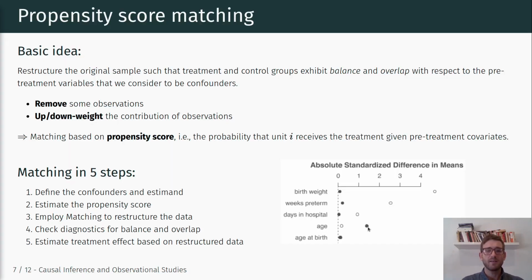Again, all of this is based on the crucial and untestable assumption that we observe all potential confounding factors. So all variables that impact whether you land in the treatment or control group, and that impact the outcome of interest, are measured and accounted for. That's a very strong assumption that we are not able to test from the data, and in many cases it's simply not very realistic.